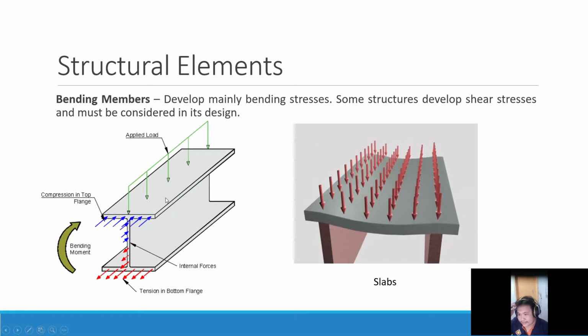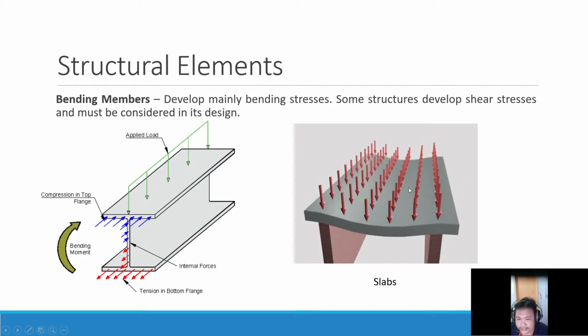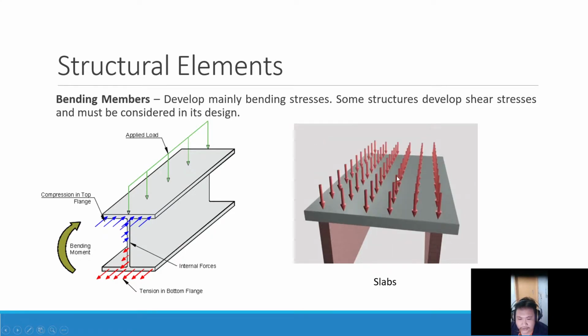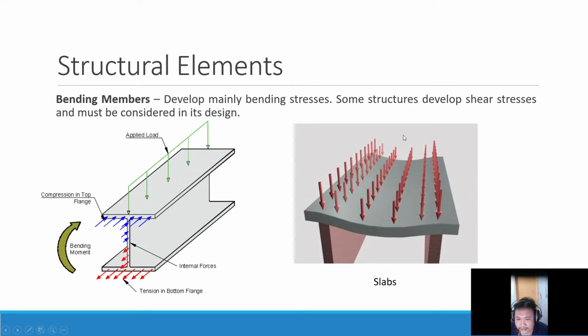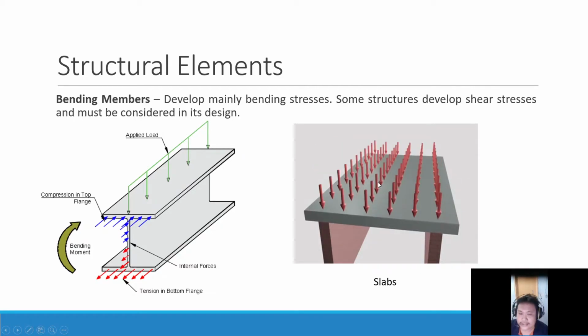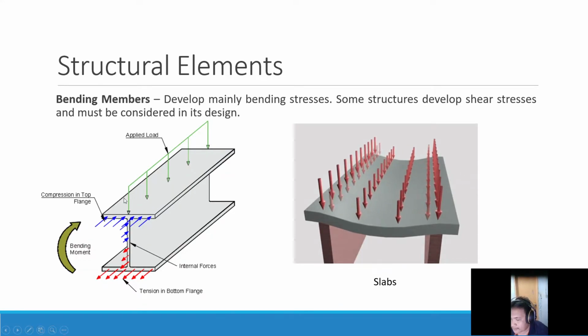If you can remember, these are an example of a bending member. Example is a beam and also slab. Slab is a bending member. You can see in this GIF format, this is a one-way slab because the displacement or the deflection of this is only one way, so that you design it based on a one-way slab design. So slabs and beams are examples of bending members. So they develop bending stresses.